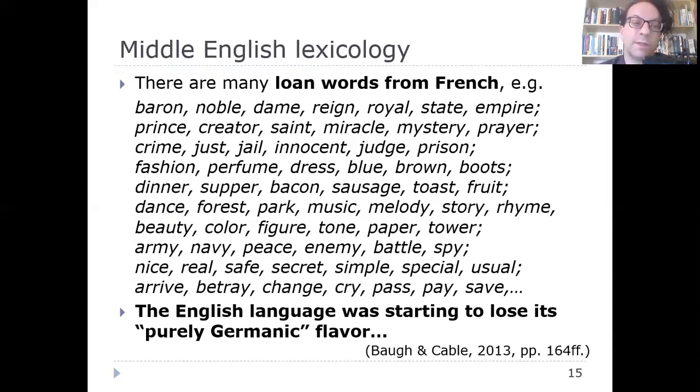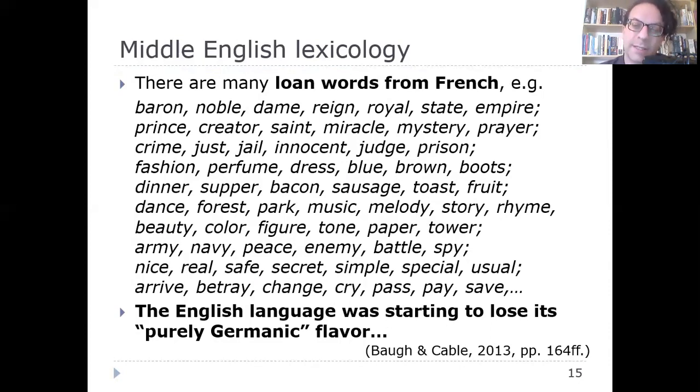Then, of course, a lot of words that are connected with the army and the navy. So the word army itself, for example, navy, peace, enemy, battle, or spy. Also, the military ranks, right? If you think of military ranks like general and so on, they're also coming from Old French, of course.